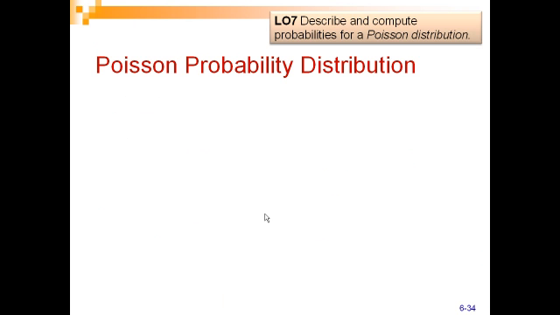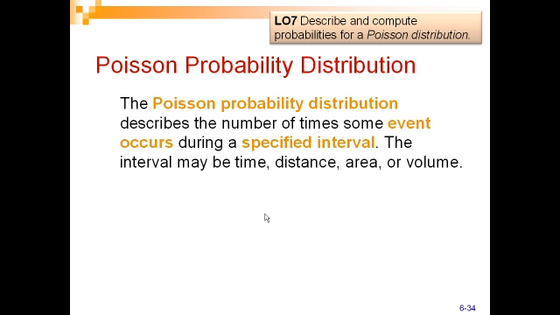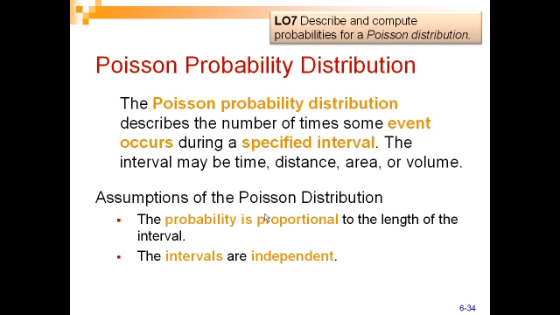Now, the last type of probability distribution is Poisson. The Poisson probability distribution describes the number of times some event occurs during a specified interval. The interval may be time, distance, area, or volume. The distribution is based on two assumptions. The first assumption is that the probability is proportional to the length of the interval. The second assumption is that the intervals are independent.